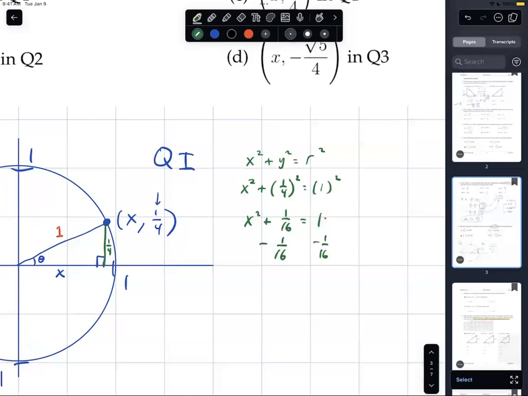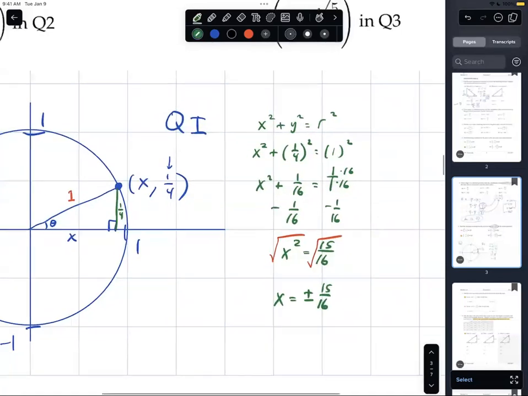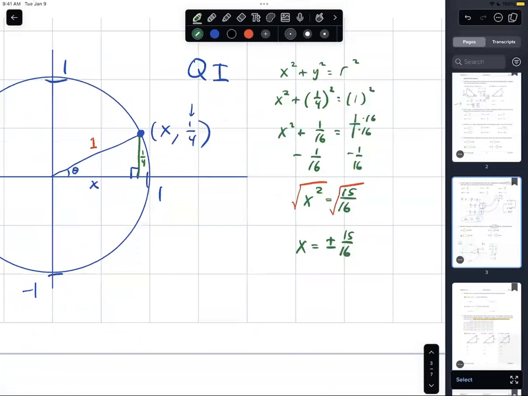I'll also multiply this 1. We know 1 is the same as 1/1, so I can multiply it on the top and bottom by 16 to get 16/16. And so when I subtract, I get 16/16 minus 1/16. That's 15/16. And then we can take the square root of both sides. So x is equal to plus or minus the square root of 15/16.